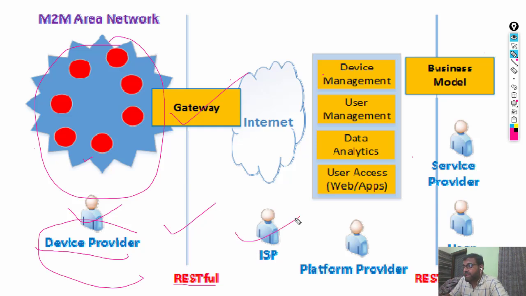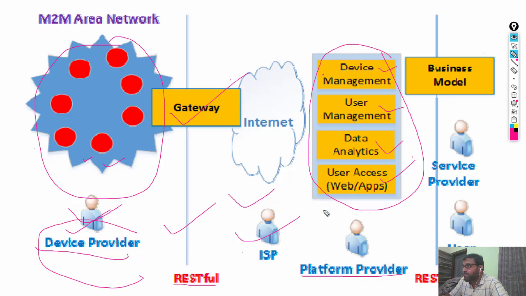The internet is given by the internet service provider. So device provider means IoT device provider. ISP means internet service provider. Once the internet reads the data and writes the data to the IoT node, then the data is transferred to the platform provider. In the IoT computing platform, device management, user management, data analysis and user access, these four components are required. Without these four components, your IoT platform is not complete.